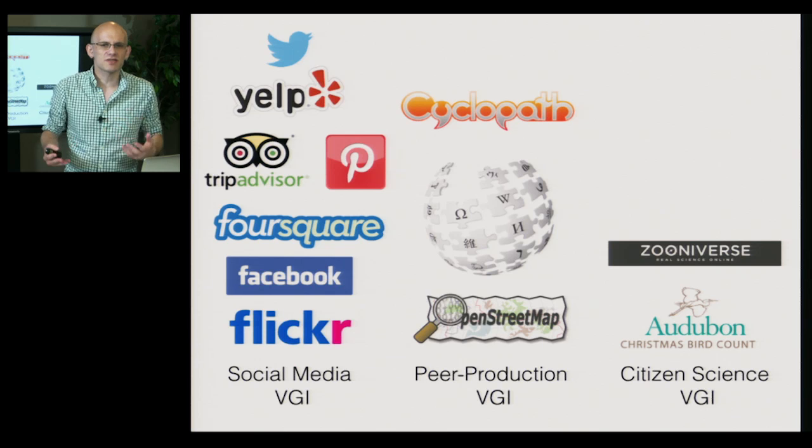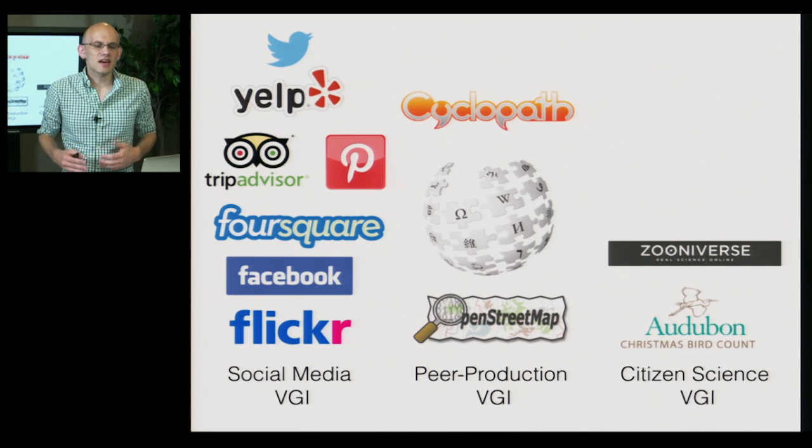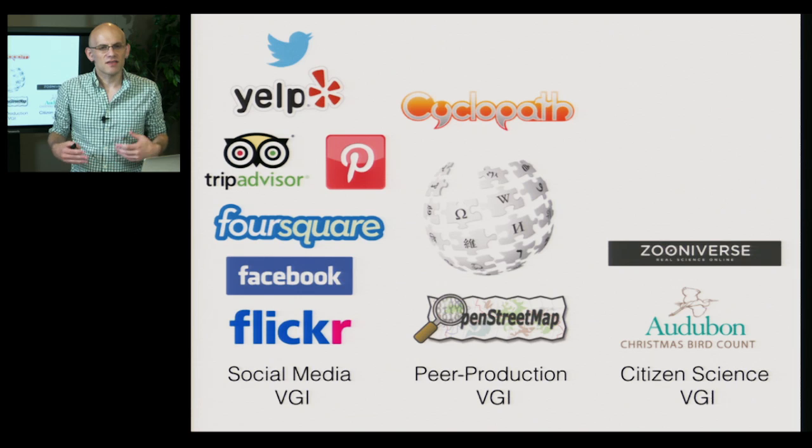The first type of VGI that we're going to consider and that has been very influential is social media VGI. So here we're talking about geotagged tweets, Yelp reviews, which are of course associated with a specific store in the real world, and of course geotagged photos. The second type is VGI that arises out of peer production communities like Wikipedia and OpenStreetMap. Now these again are peer production communities because there's no expert leading the charge. It's all a bunch of peers working together, and we'll see a lot more about that in a little bit.